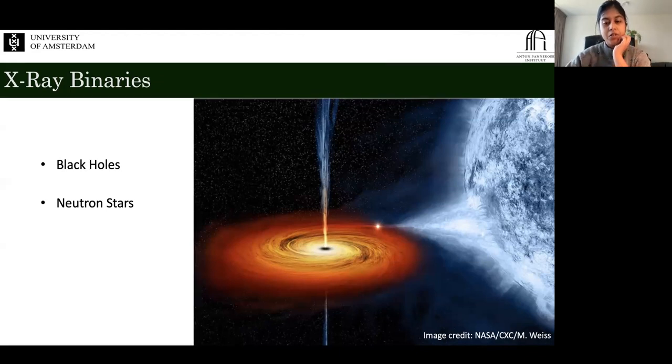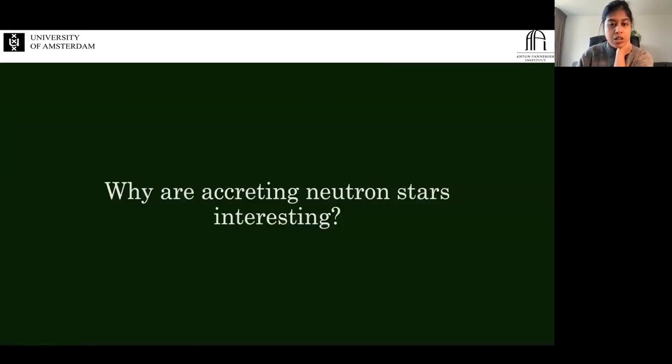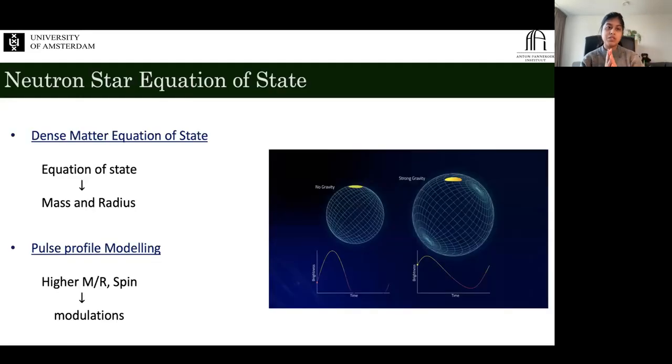Now, at the center of the accretion disk, there can be either black holes or neutron stars. So in this talk, I'll be mainly focusing on neutron star X-ray binaries, which basically means that you have a neutron star in the middle of the accretion disk. So why are these systems interesting? One of the reasons behind studying this is that they can help us understand the neutron star equation of state.